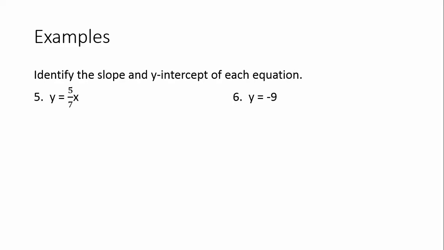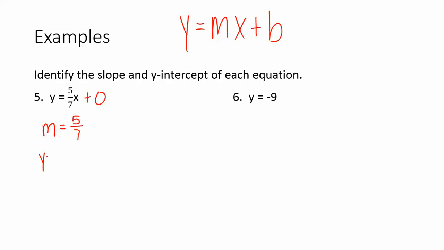The last two examples are kind of special cases, but notice that if we write slope-intercept form, y equals mx plus b, number 5 actually doesn't have a b. It's got the mx portion, but it doesn't have the b. So you kind of have to ask yourself, what number is back there? Well, there's nothing back there. So how do we say nothing in a number? That's 0. So here on number 5, the slope is 5/7, and the y-intercept is 0.